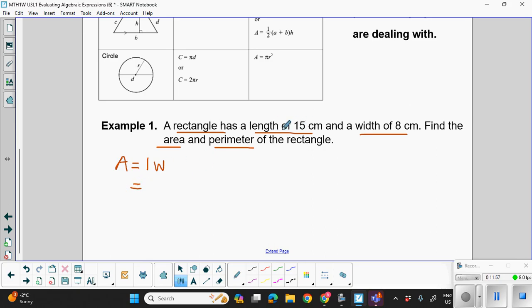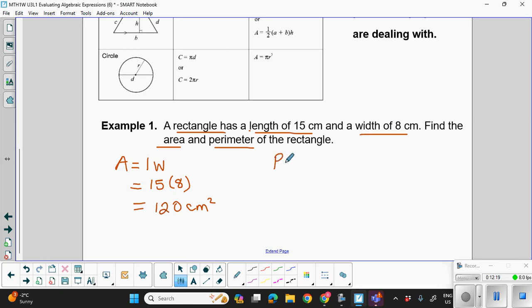I go back to the question. They say my length is 15. And notice there's no sign in between here, so that means it's multiplying, and the width is 8. So now what we do is we can take our calculator or our brain, and we can calculate that as being 120 centimeters squared. Don't forget your units.